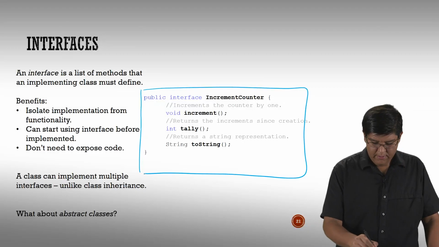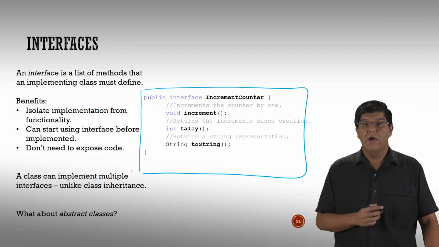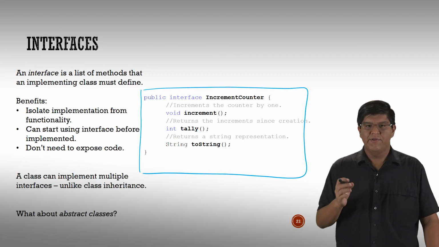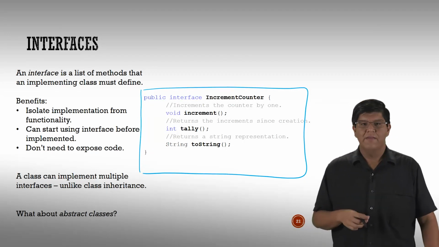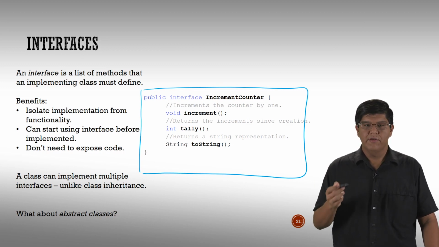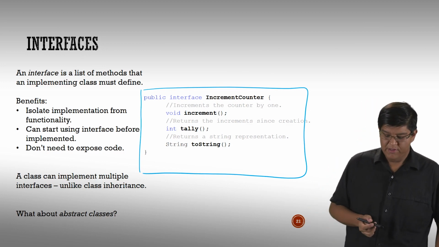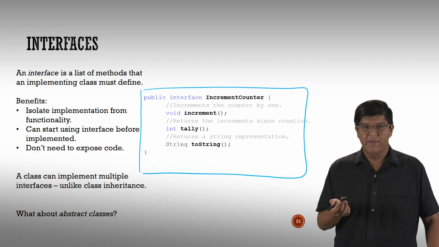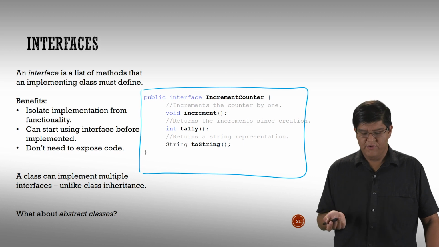So here we go. Now my interface, this is actually one for counter. Counter we did as a standalone class before, but now we're saying what it would look like if I represented it as an interface as well. So this is what we have here. We have tally, increment, toString, the same things we had in the previous class. What we're missing though is the constructor.